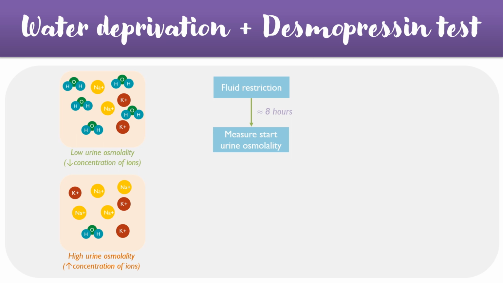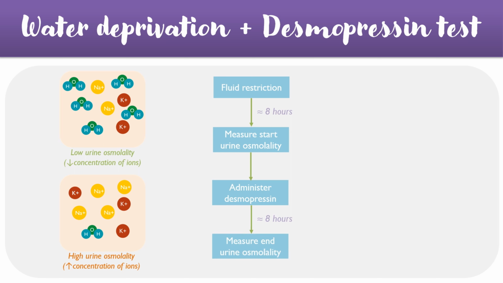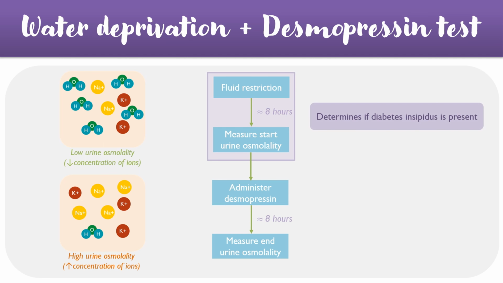The second phase of the test involves administering desmopressin to the patient, and then the ending urine osmolality is measured after 8 hours. And just to summarize this, the first phase of the test involves determining if a diabetes insipidus diagnosis is present, and the second phase is trying to find the cause behind the diabetes insipidus, in other words, whether there's a cranial cause or a nephrogenic cause.